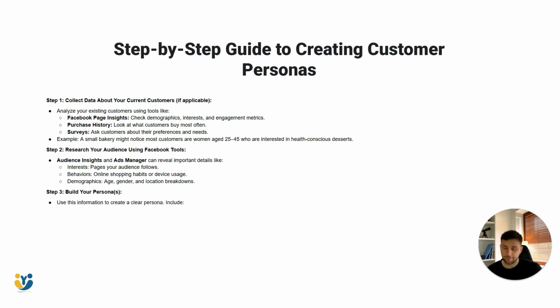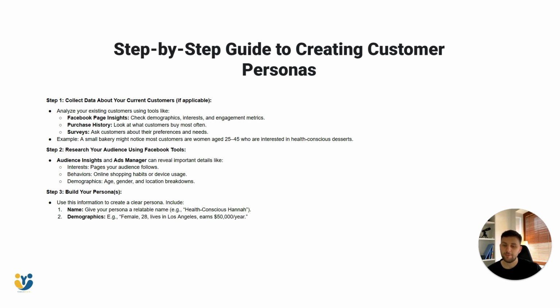Now, step number three, you need to build your personas, right? So you will use this information to create a clear persona, right? And then when you have this information, you then again are going to create your custom audience, right? So name, give your persona a relatable name. So, for example, fitness loving guy or whatever, right?